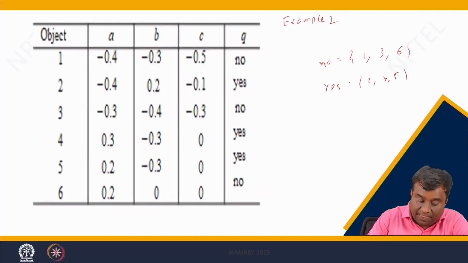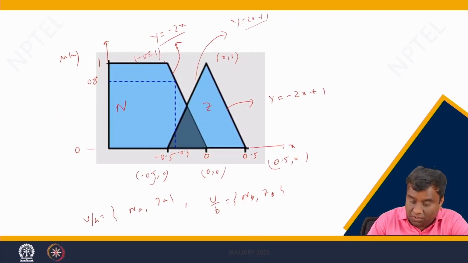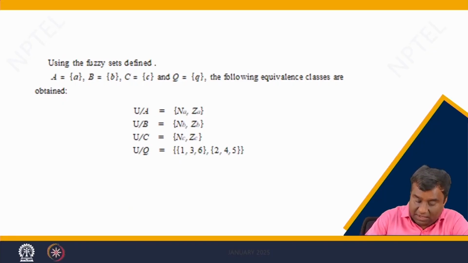Now this is for N, now it is for ZA, then you need to find here 0.4 in this straight line. So you will get the value, put the value here, you will get some value, that is minus 0, so you'll get 0.2, like that. So these are the partitions or equivalence classes.